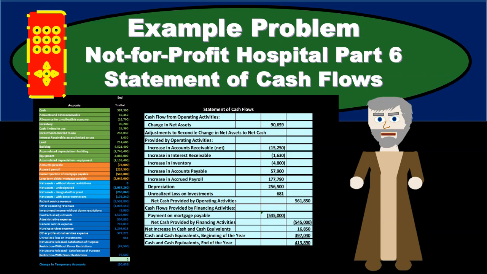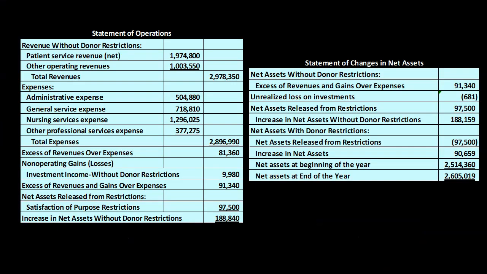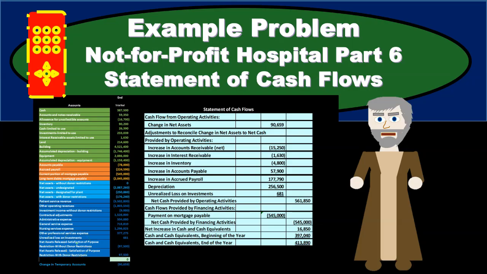In this presentation, we will continue on with part 6 of our example problem related to a not-for-profit hospital. In this presentation, we will be putting together a statement of cash flows. The statement of cash flows will be a timing statement, and in essence will look at the activity or the flows of cash over time.